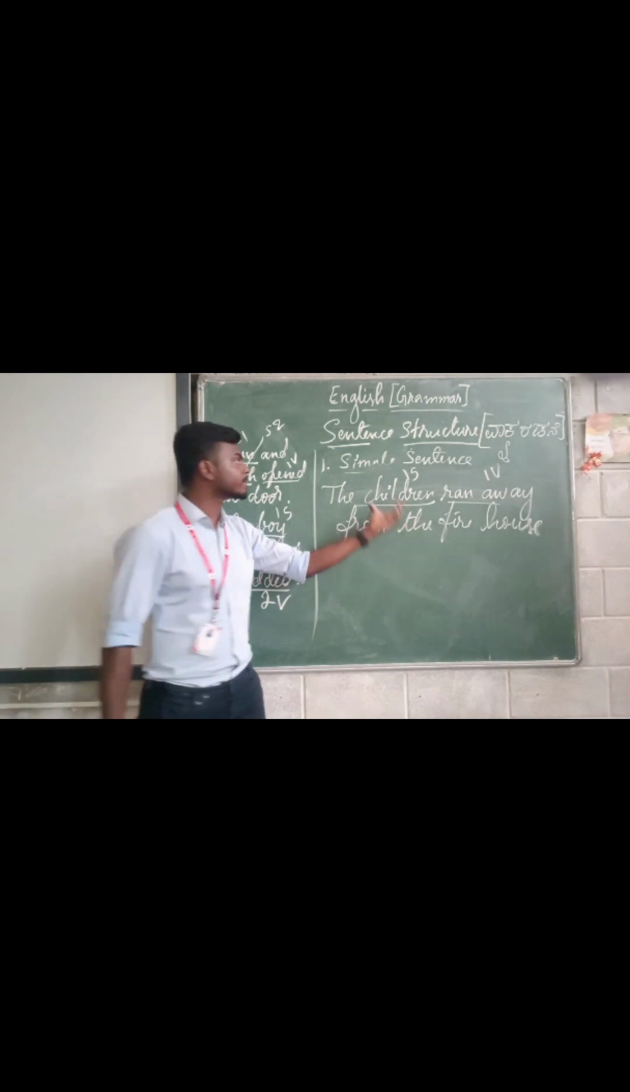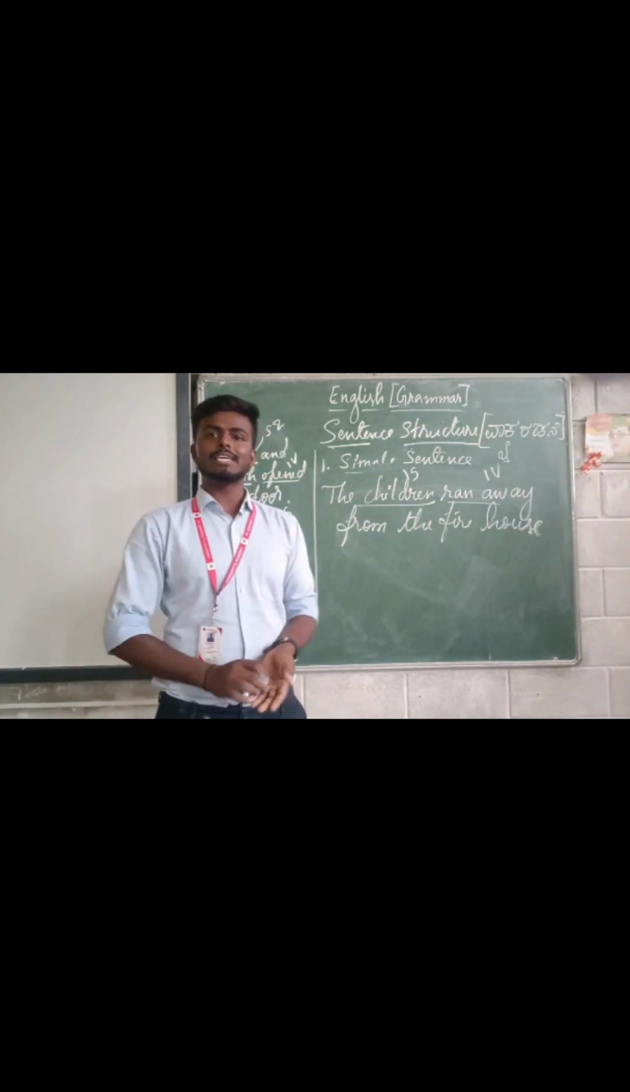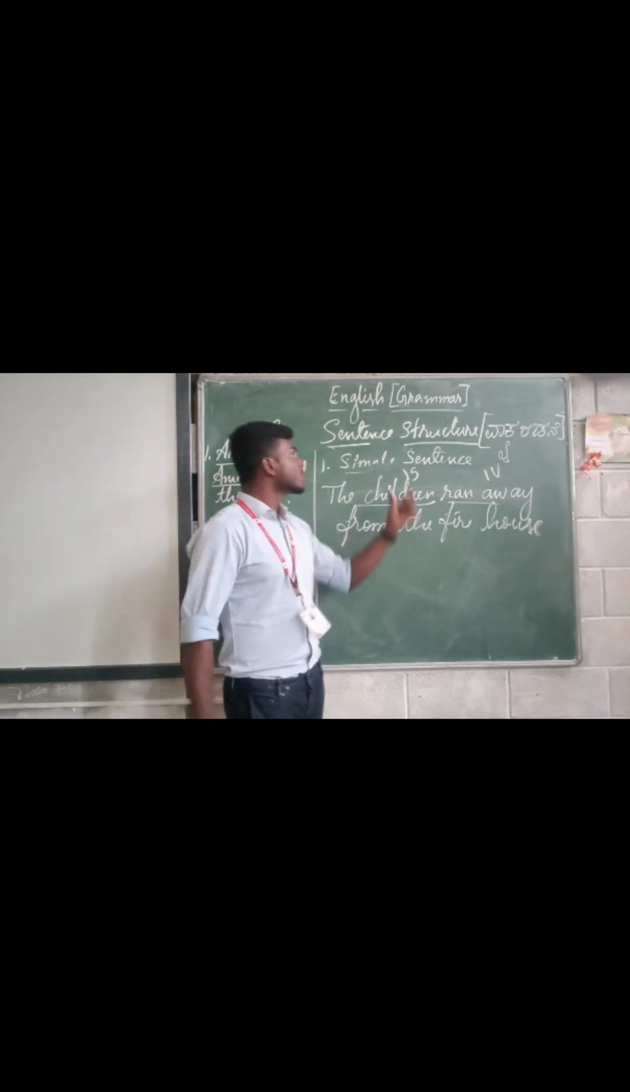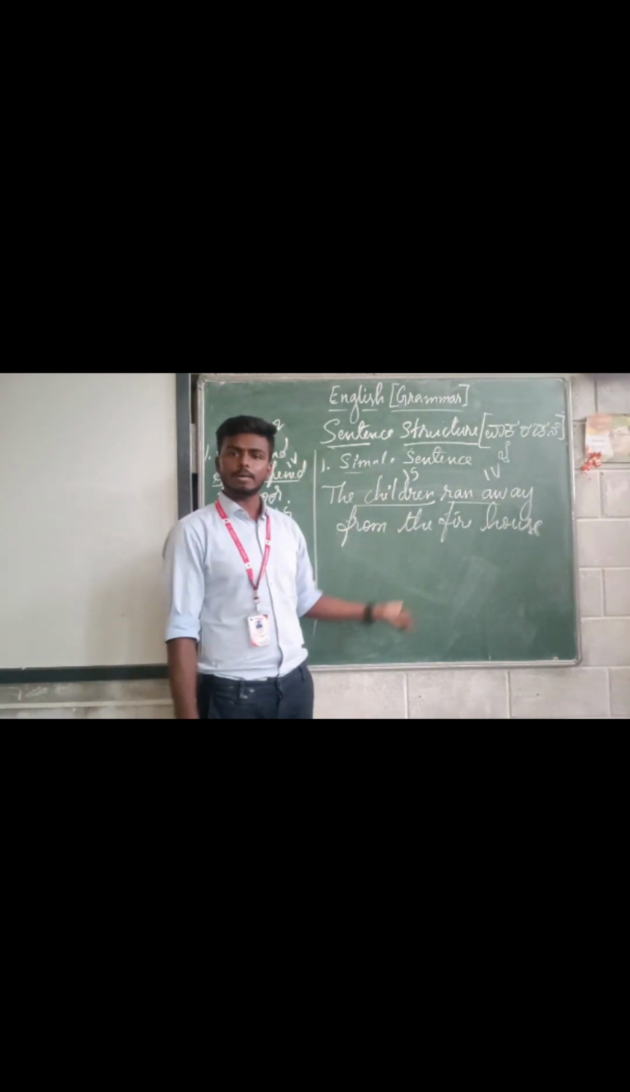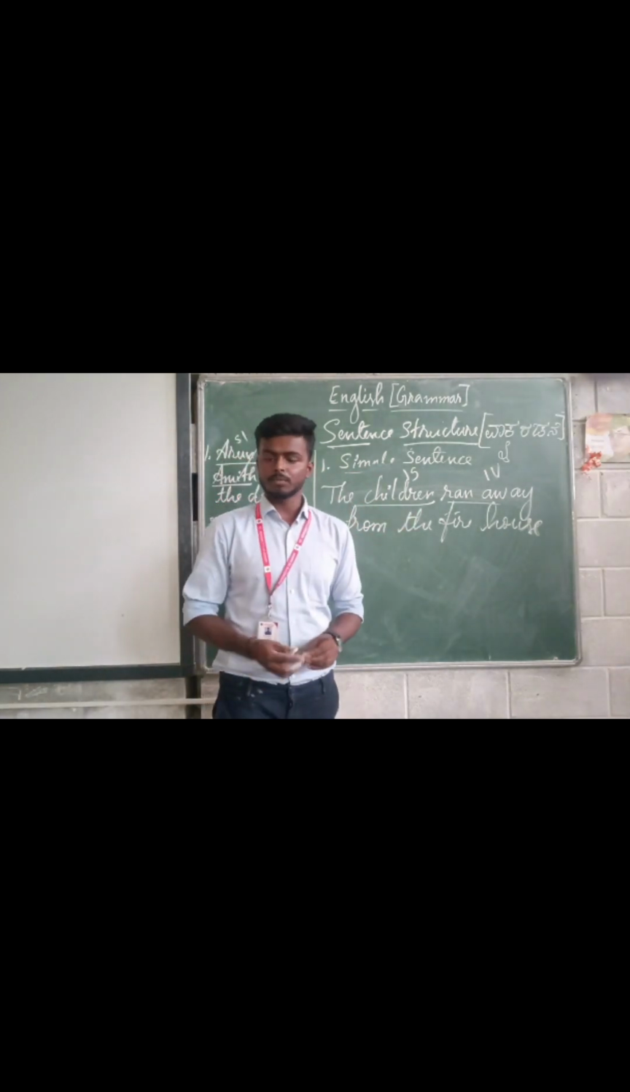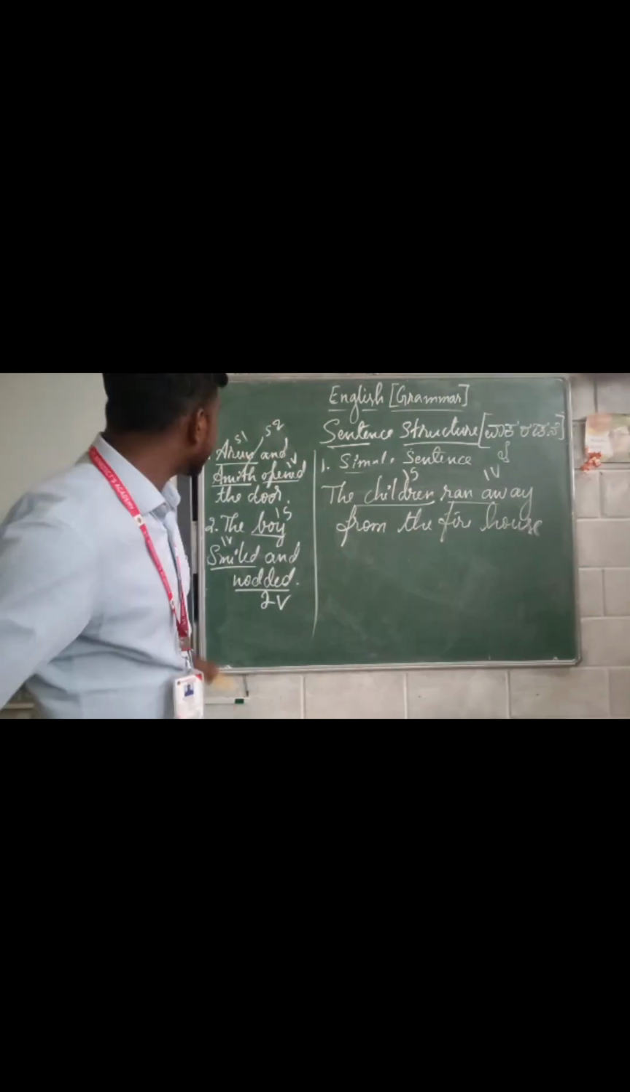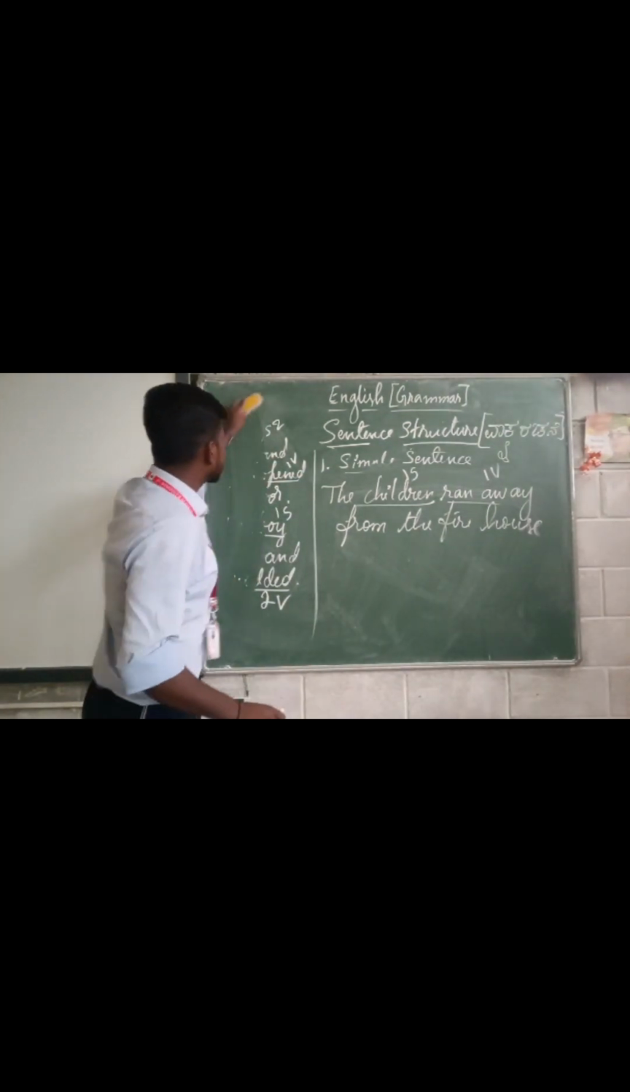Understood with simple sentence? Yeah. So a simple sentence is a sentence that has one verb, one subject and gives complete meaning. Now we'll study about the second type, that is compound sentence.